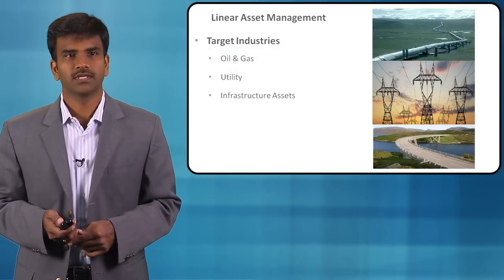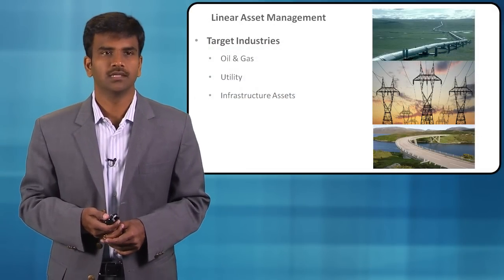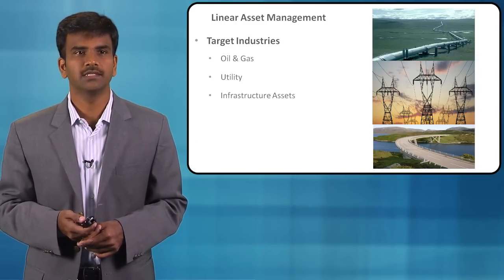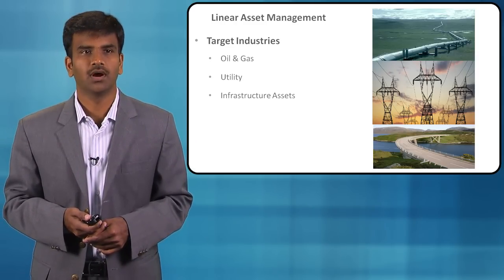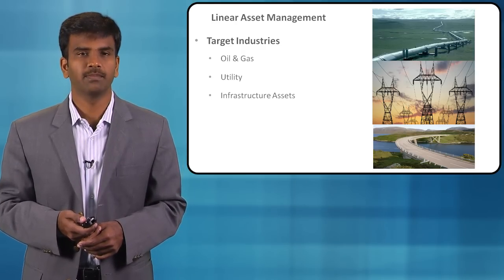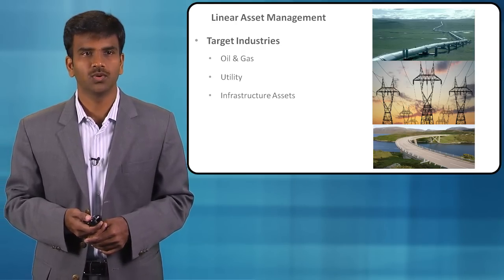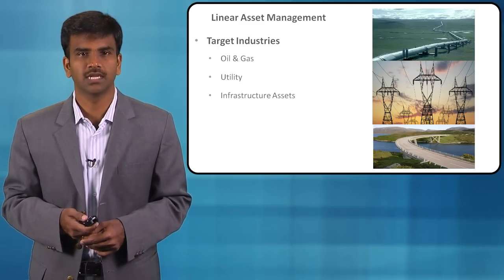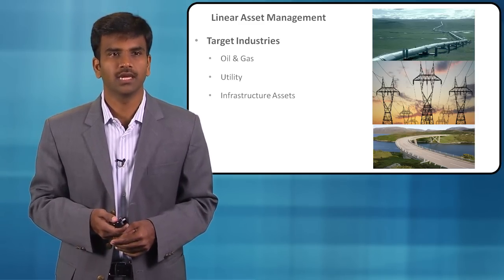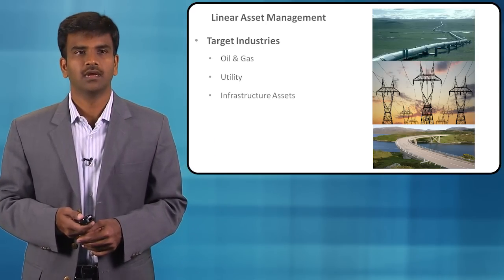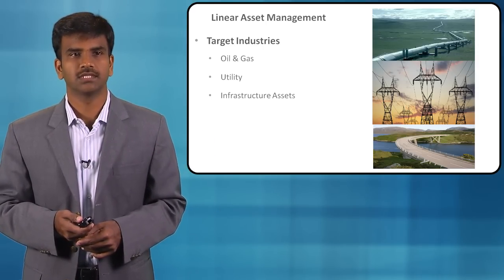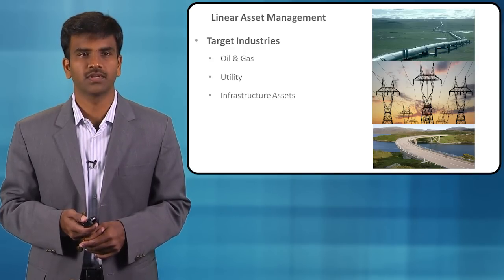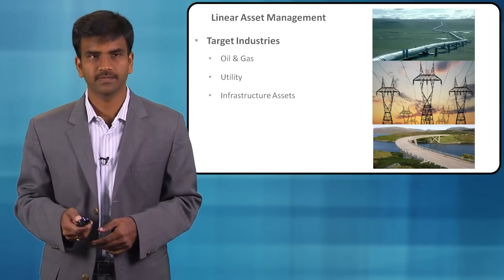As far as the target industries are concerned, this particular feature is aimed at all the industries that maintain and manage linear assets. It could be the oil and gas industry, which manages pipelines, or it could be the utility industry, which maintains a large spectrum of linear assets like transmission towers or any cabling networks. And also it could be infrastructure assets like roads, railways, bridges, and such infrastructure networks that are maintained.